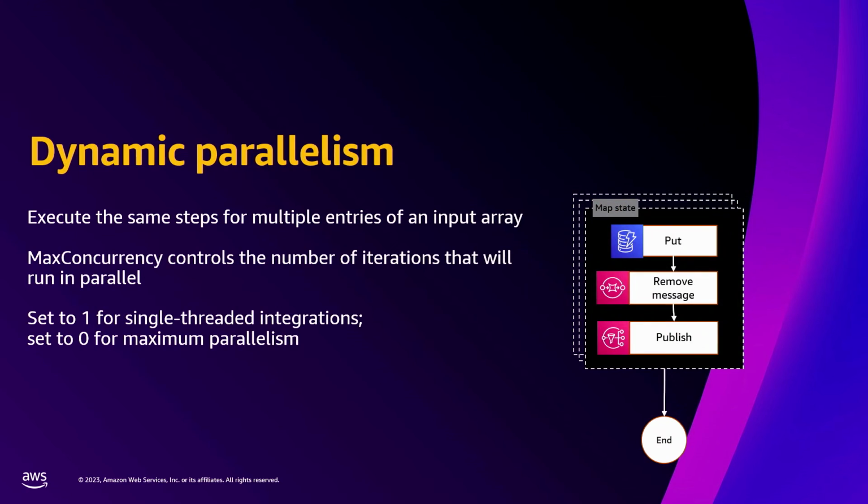Then we have something called dynamic parallelism. Now this is basically a sub-workflow within your workflow. Here, it's called the map state. I can provide my map state with an array of items, and then each one of those items will execute in parallel.